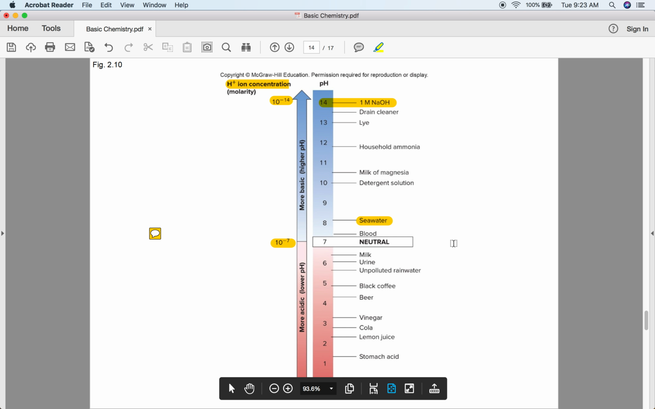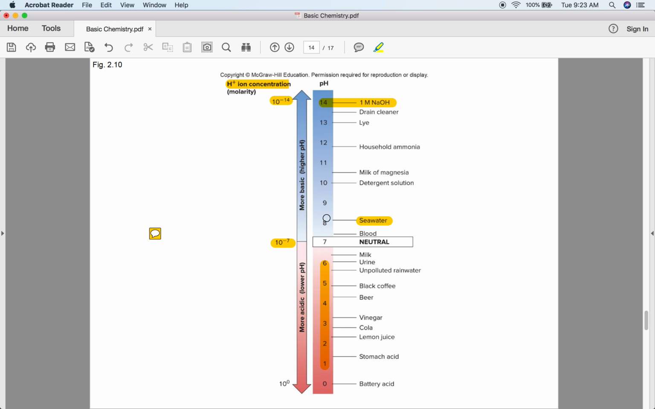Urine is 6, right? Beer is pretty acidic, coffee is pretty acidic, vinegar, cola, lemon juice, stomach acid way down here. So what we want to see then is that the small numbers, if we're talking in pH, means more H plus or more acidity. The larger the number, if it's pH, means less. All right, and so you just have to kind of learn how that works. And so spend a little time looking this thing over.